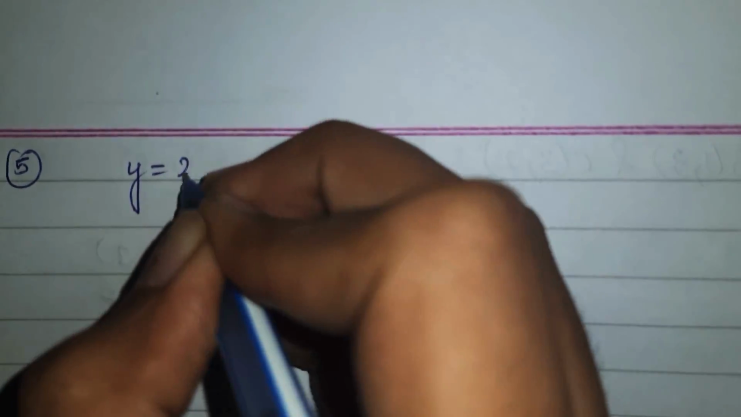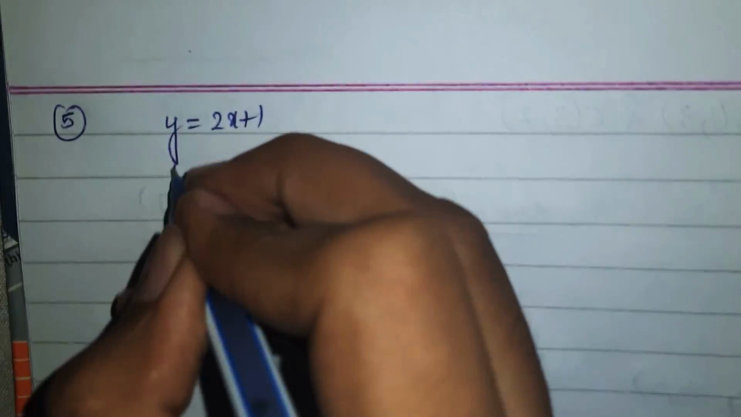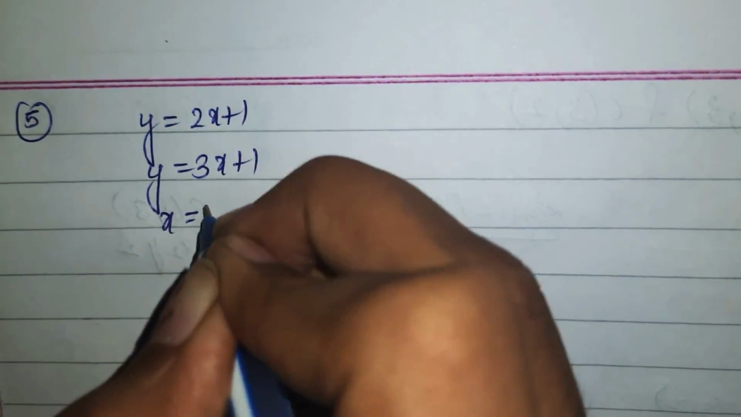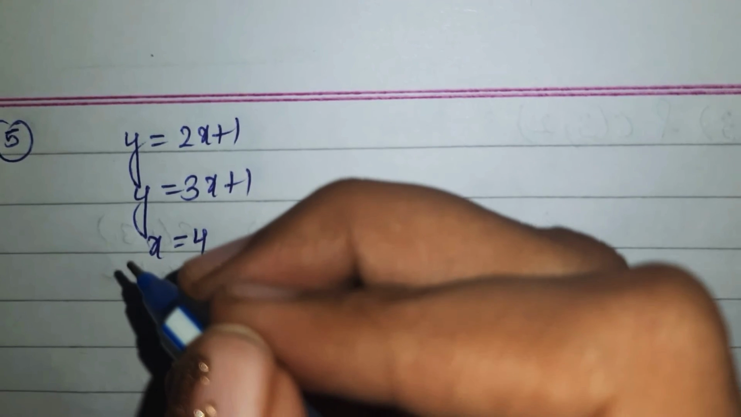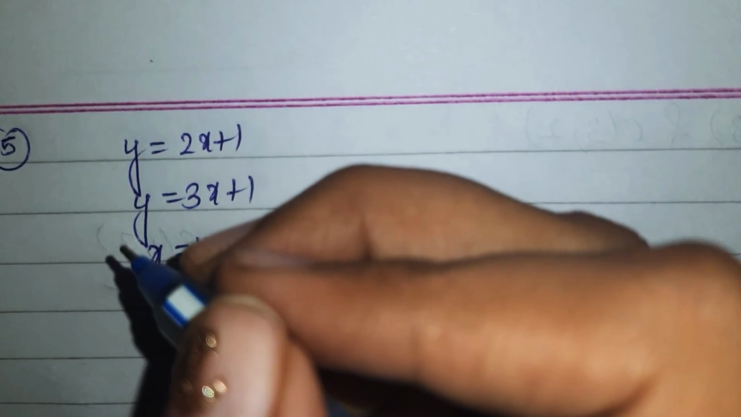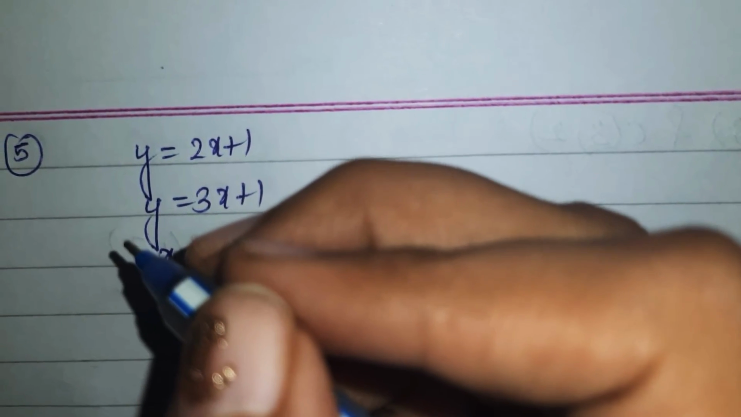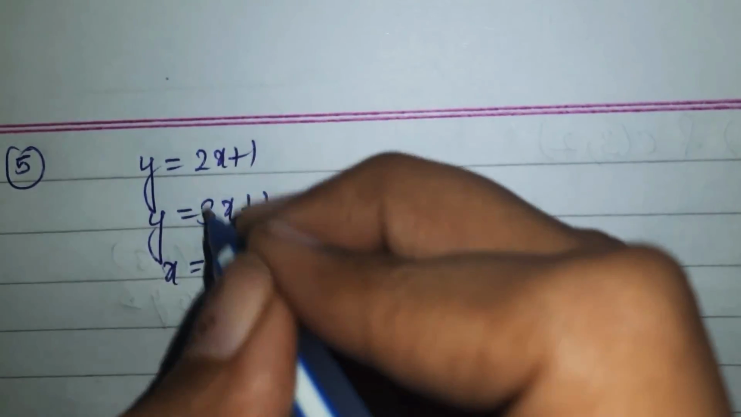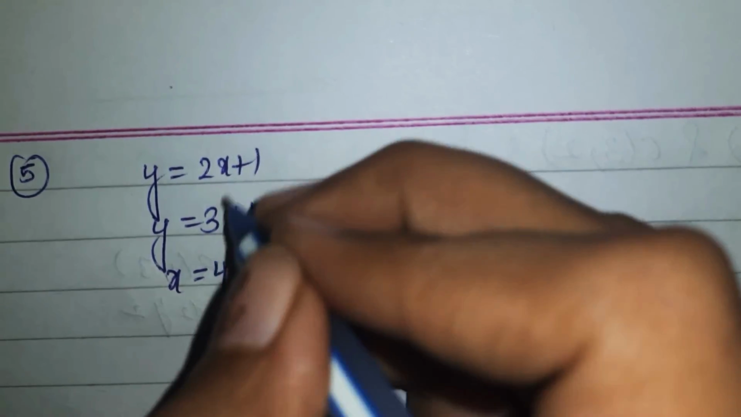Using integration, find the area of the triangular region whose sides are y is equivalent to 2x plus 1, y is equivalent to 3x plus 1. These sides are given. X is equivalent to 4. Now, what you need to do for this type of question? Firstly, you need to calculate the intersection point between these 3 lines, these 3 sides.